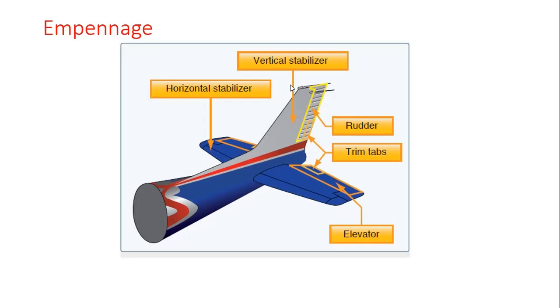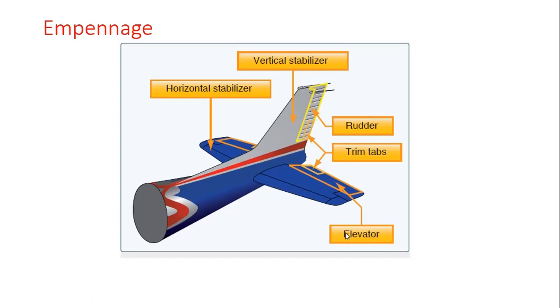Next one is called empennage. The empennage includes the entire tail group and consists of fixed surfaces such as the vertical stabilizer and horizontal stabilizer. The movable surfaces include the rudder, trim tabs, and the elevator.